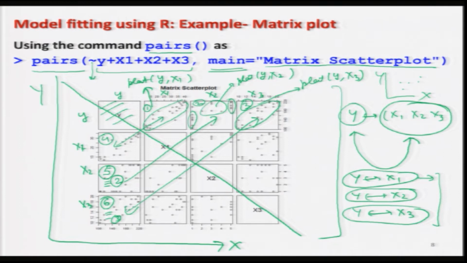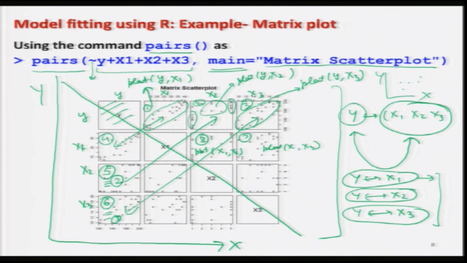Okay. Now, if you come to block number 7, what is this? This is a plot between x1 and x3, and if you come to block number 8, this is a plot between x1 and x2, right.